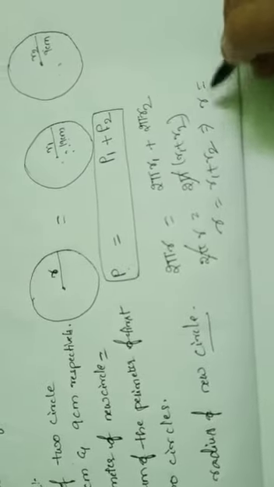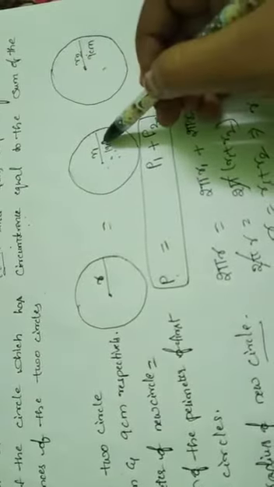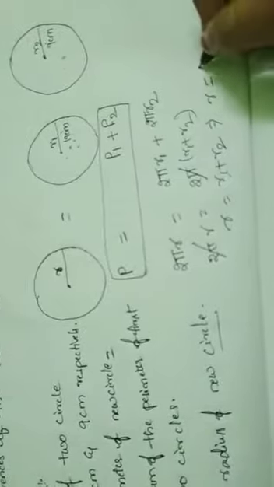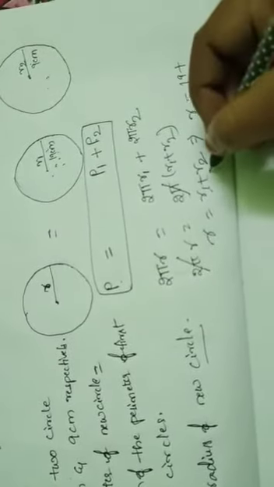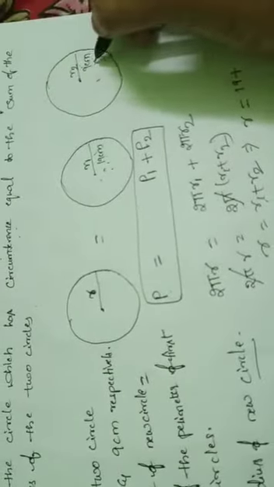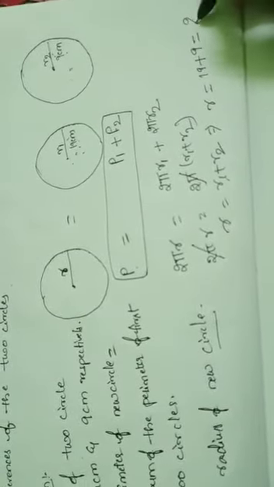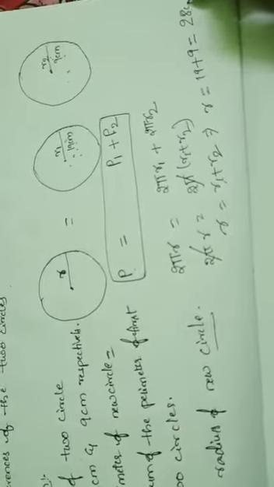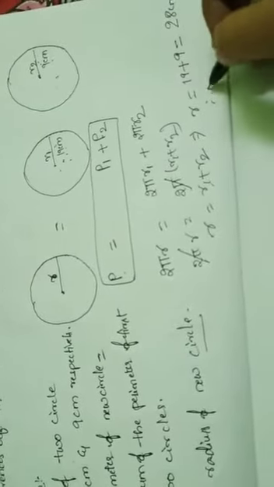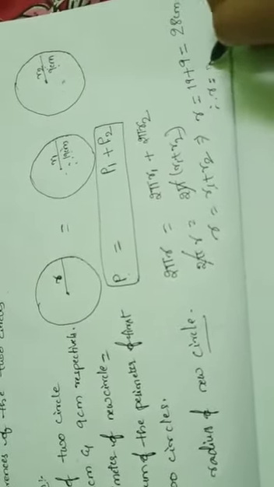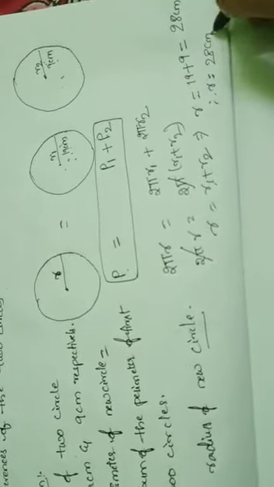Therefore r equal to r1 plus r2. Here first circle radius is 19 centimeters. Second circle radius r2 equal to 9 centimeters. 19 plus 9, which is equal to 28 centimeters. Therefore radius of the new circle equal to 28 centimeters.